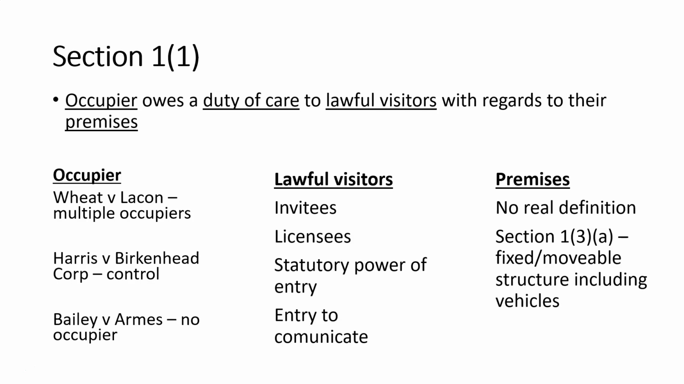In Bailey v Arms, nobody was. In Harris v Birkenhead, it was really the council's fault. And in Wheat v Lacon, both were, in essence. So it's really more about who's controlling the premises rather than who directly owns it. Okay, so that's occupier. In terms of premises, I'm going to go to that next.